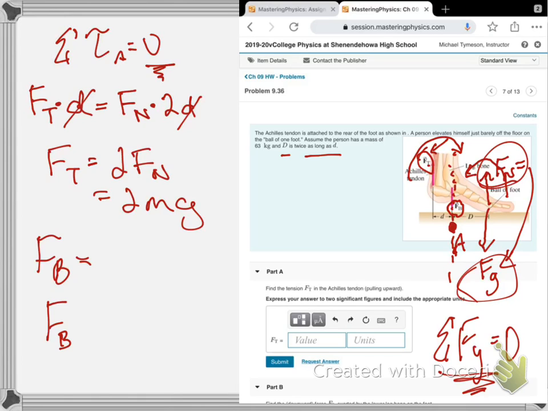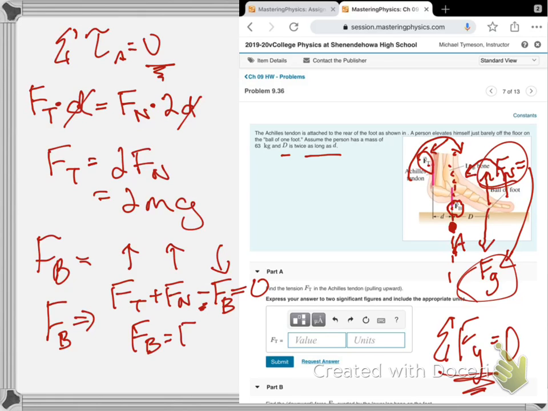Fb, if you look at the sum of the forces now, Ft is upward, plus Fn upward is being balanced by Fb downward. That's why it's negative. Those have to sum to be 0. So Fb equals Ft plus Fn, which basically, I believe, we just found Ft to be 2 mg and Fn is mg, so that's going to be 3 mg.